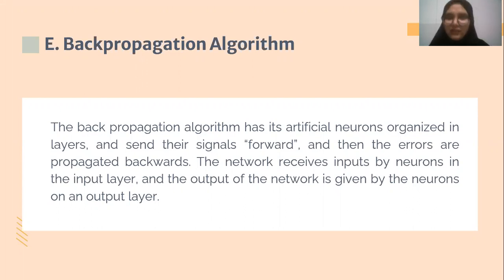The backpropagation algorithm has its artificial neurons organized in layers, and they send their signals forward, and then the errors are propagated backwards. The network receives inputs by neurons in the input layer, and the output of the network is given by the neurons on the output layer. The backpropagation algorithm uses supervised learning, which means that we provide the algorithm with examples of the inputs and outputs we want the network to compute, and then the difference between the actual and expected result is calculated. In other words, we wish to infer the mapping implied by the data.